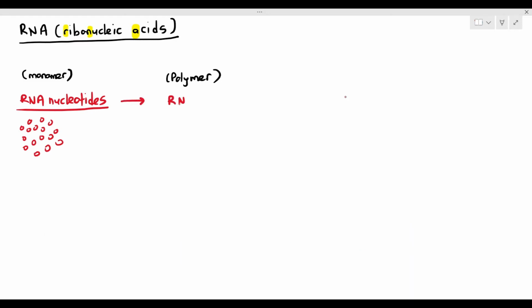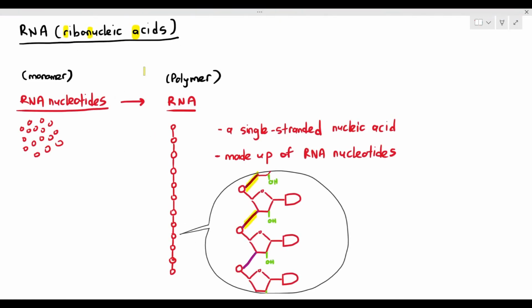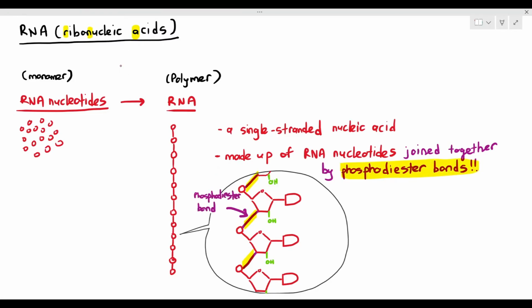So RNA nucleotides, when they are joined together, will become the polymer known as RNA, ribonucleic acids. It's as simple as that. So a molecule of RNA is usually a single-stranded nucleic acid made up of RNA nucleotides, and the RNA nucleotides are joined together by phosphodiester bonds, which I've labeled over there for you.